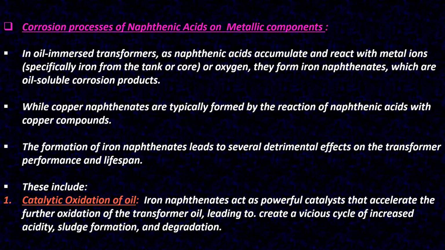Corrosion process of naphthenic acids on metallic components. In oil immersed transformers, as naphthenic acids accumulate and react with metal ions, specifically iron from the tank or core, or oxygen, they form iron naphthenates, which are oil-soluble corrosion products, while copper naphthenates are typically formed by the reaction of naphthenic acids with copper compounds, that is winding materials. The formation of iron naphthenates leads to several detrimental effects on the transformer performance and lifespan. These include: one, catalytic oxidation of oil.